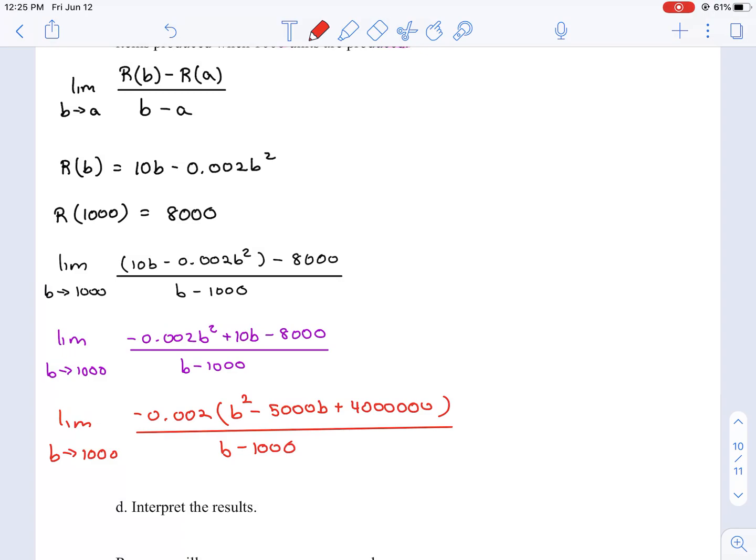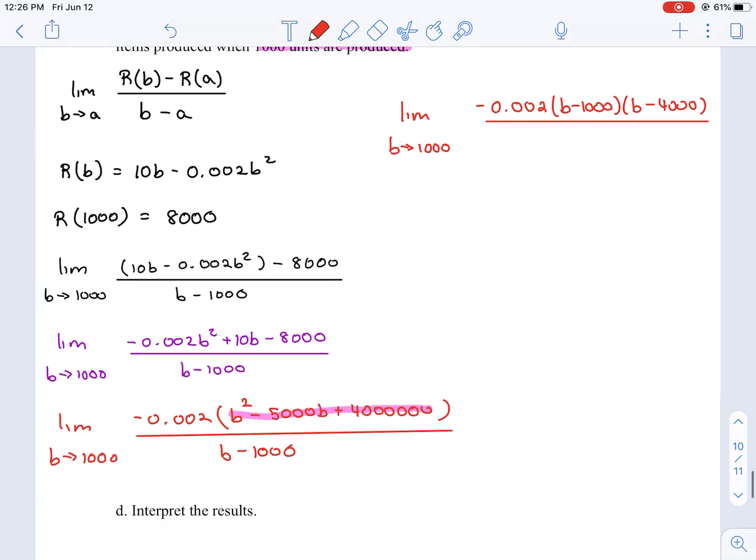Now, the numerator looks like a pretty challenging trinomial to factor. However, if you look at the denominator, it is b - 1,000. So I'm going to assume that one of the factors of the trinomial that I just highlighted is going to be b - 1,000. So this is the limit as b approaches 1,000 of negative 0.002 (b - 1,000) times (b - ...), now to get 4 million, you have to multiply 1,000 by 4,000. And there is your second binomial. That's b - 4,000.